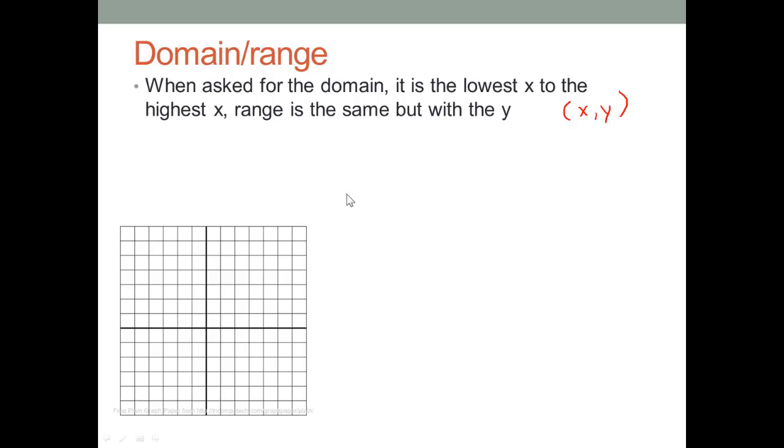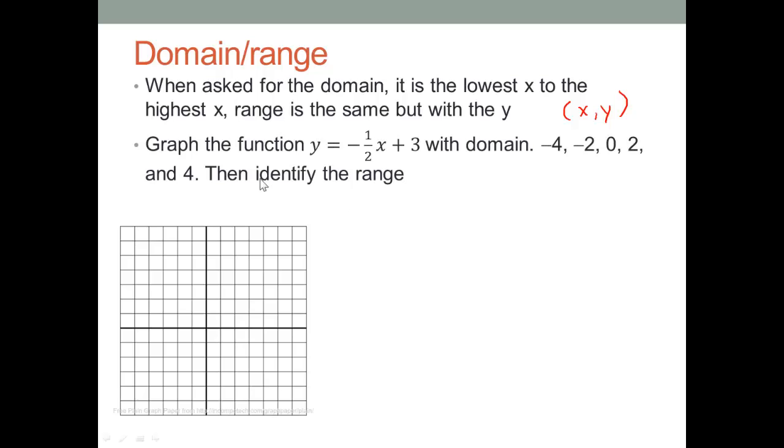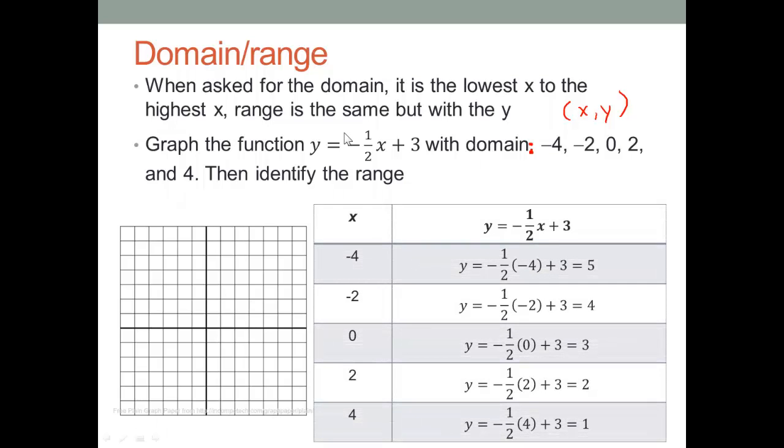See how that works? All right, so if we were asked to graph the function y equals negative 1/2 times x plus 3 with a domain of negative 4, negative 2, 0, 2, and 4, and then identify the range, we would do this. First, you would make a table. 2 columns. Okay, your x, you're going to put your domain starting with your lowest going up to your highest, and then you put your equation that you have. And basically you're just taking this, since this is x, and plugging it in. Since this is x here, we're plugging it in for x down there.